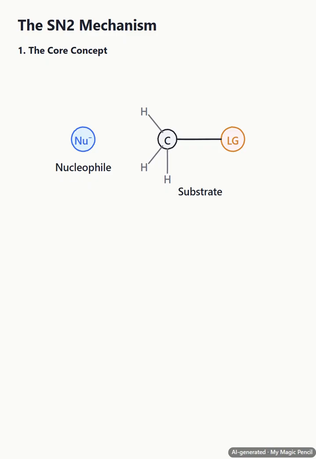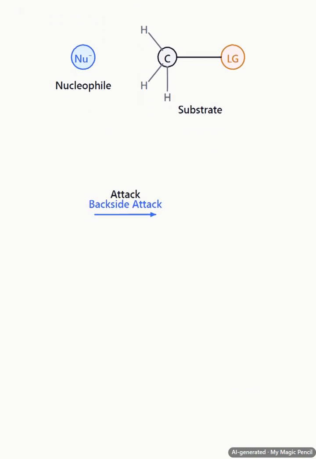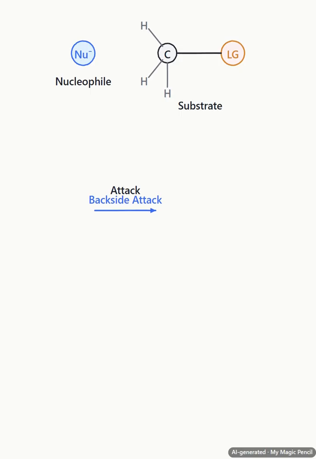What makes the SN2 reaction special is that it is concerted. This means the bond making and bond breaking happen at the exact same moment. The nucleophile performs a backside attack, pushing its electrons into the carbon. As the new bond starts to form, the leaving group is pushed out simultaneously, taking its bonding electrons with it.